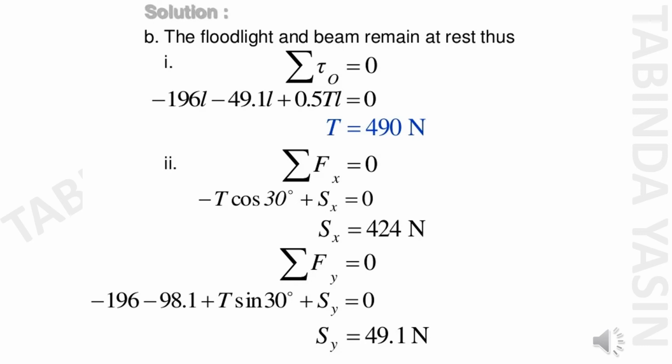For part 2, summation Fx is equal to 0: minus T cos 30° plus Sx is equal to 0. Sx is equal to 424 Newton. And for summation Fy is equal to 0: minus 196 minus 98.1 plus T sin 30° plus Sy is equal to 0. So Sy is equal to 49.1 Newton. We calculated.